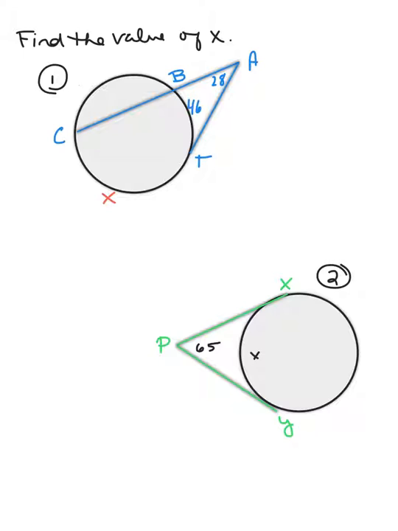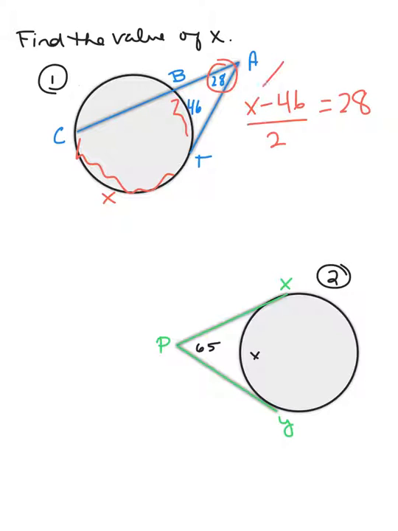Let's look at some examples now. It says find the value of x. Our first example says that one intercepted arc is x, and our other intercepted arc has a value of 46, and our angle outside is 28. So I know I have to subtract my intercepted arcs. So I have x minus 46, divided by 2, is equal to 28.